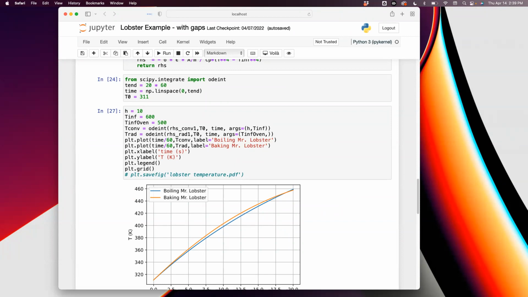On Zoom, would you mind please muting yourselves?